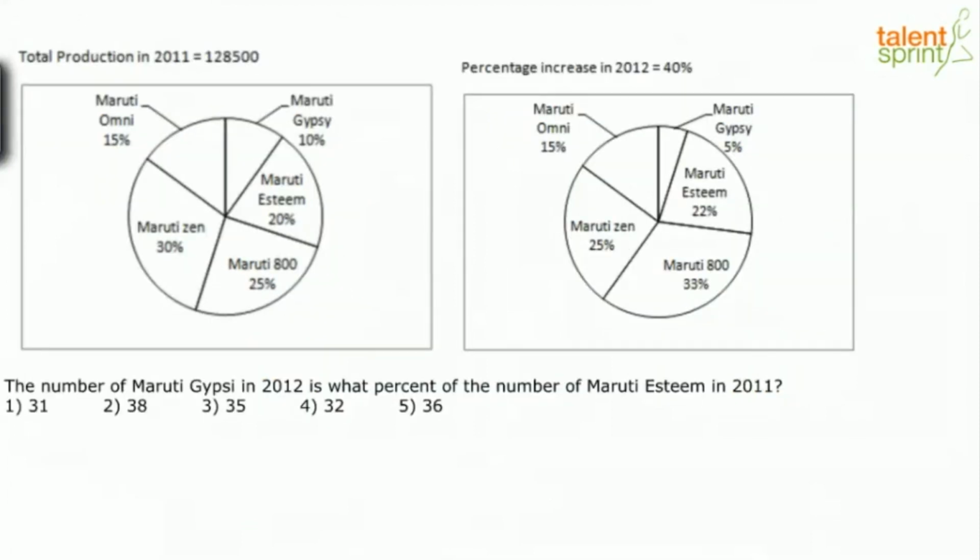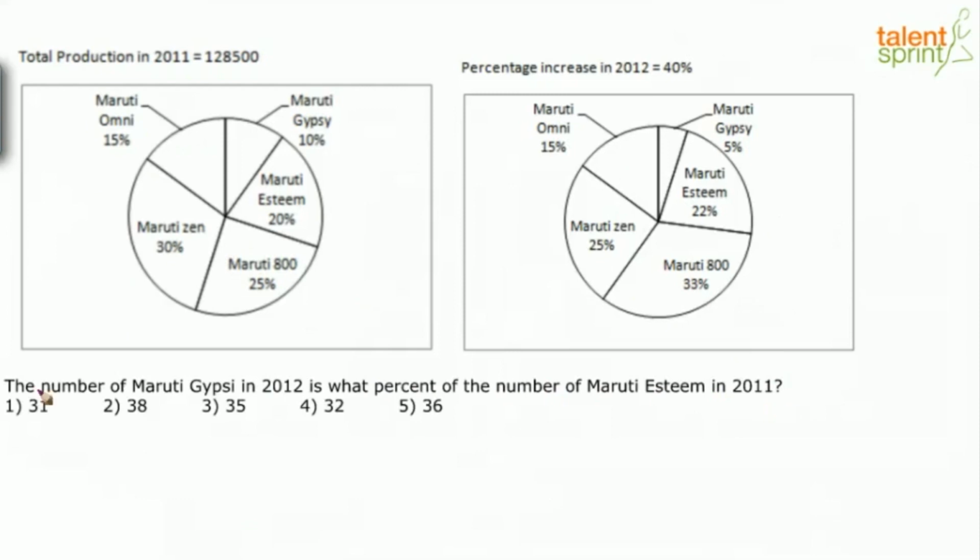So here's the first one. Look at the first one. The first question says the number of Maruti Gypsy in 2012 is what percent of the number of Maruti Esteem in 2011? The number of Maruti Gypsy in 2012 is what percent of the number of Maruti Esteem in 2011?